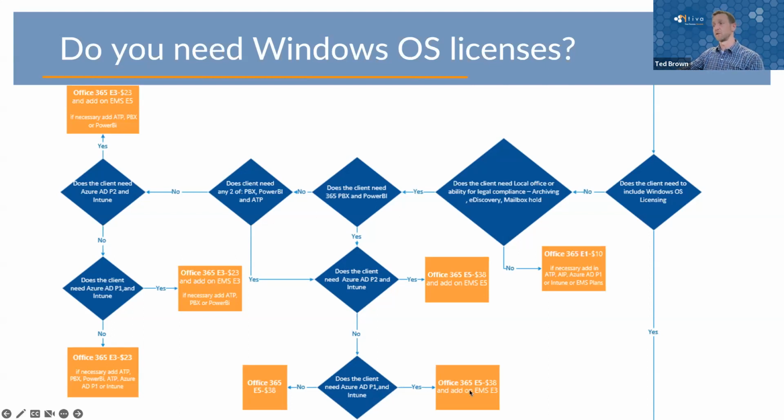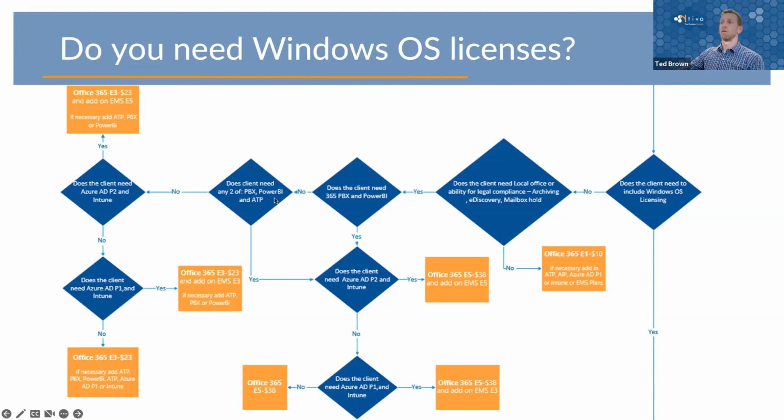Then again, you go to the Office 365 E5 and you add in the EMS E3. And if you don't need any of that, you just go to the Office 365 E5 SKU at $38. But if that might be my need as a business, I don't need to have it back in PBX. I've got a phone system working great. I don't need Power BI. I'm not analyzing that big of sets of data.